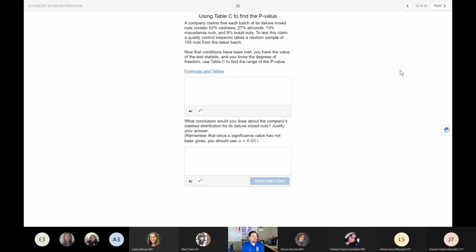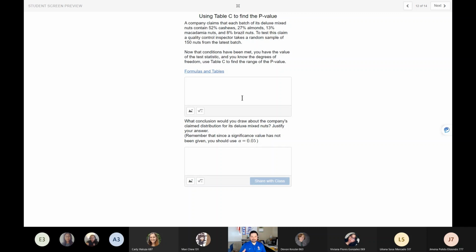So moving on to our next part, same exact context with our deluxe mixed nuts. Now that conditions have been met, you have the value of the test statistic, 6.599, and you know the degrees of freedom, 3. Use table C to find the range of the p-value, and you have a link right here to the formulas and tables in Canvas. Table C is the last table in that PDF. All right, so find the range of the p-value.